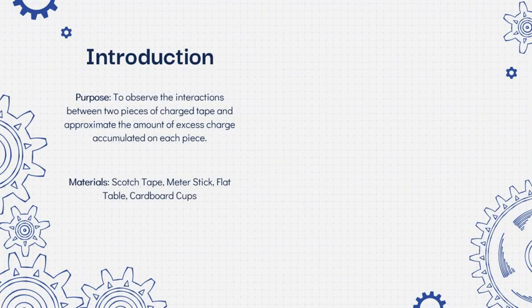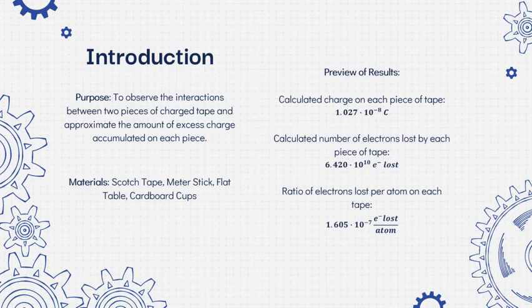Well, it's to observe the interactions between two pieces of electrically charged tape and approximate the amount of excess charge accumulated on each piece of tape using our observations. The materials used are Scotch tape, a meter stick, a flat surface, and cardboard cups for support. A preview of the results found in this experiment are shown here.